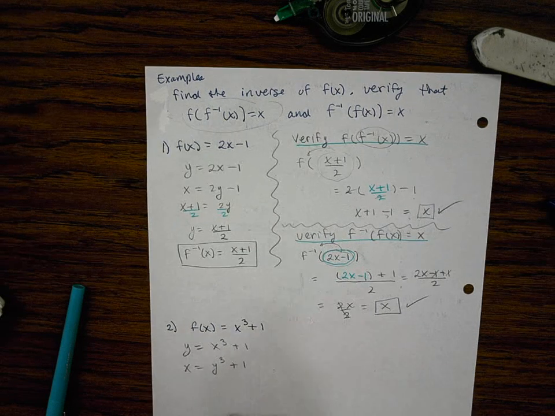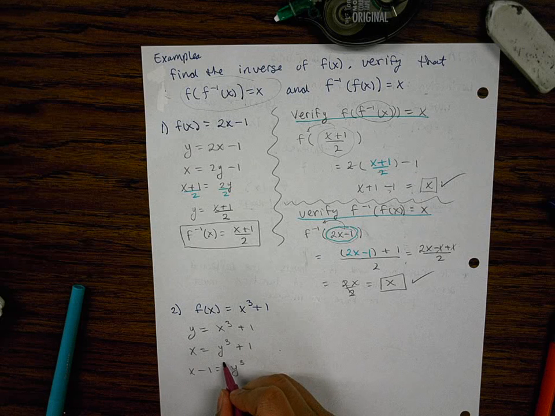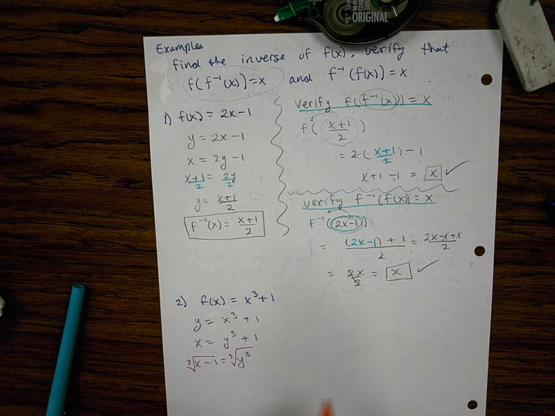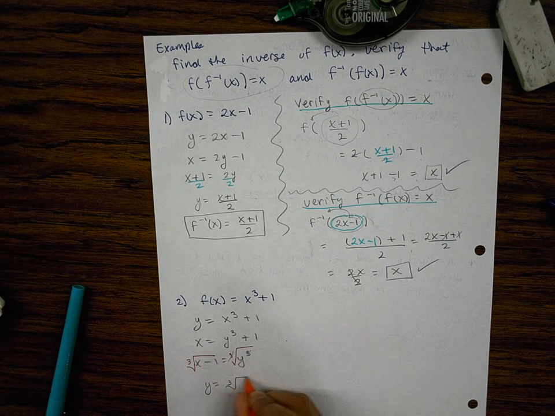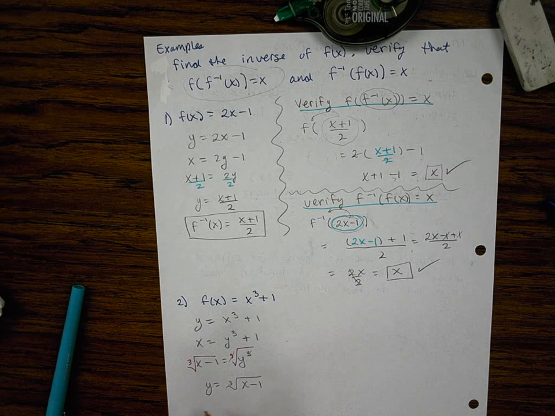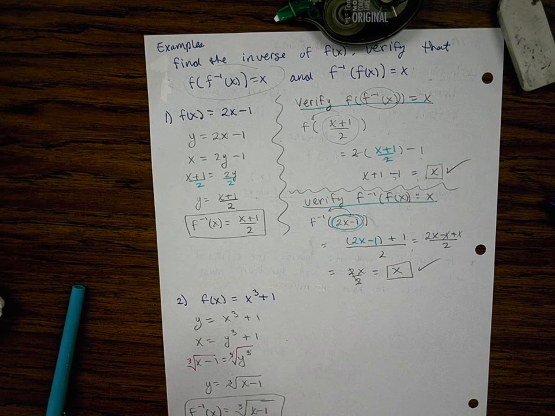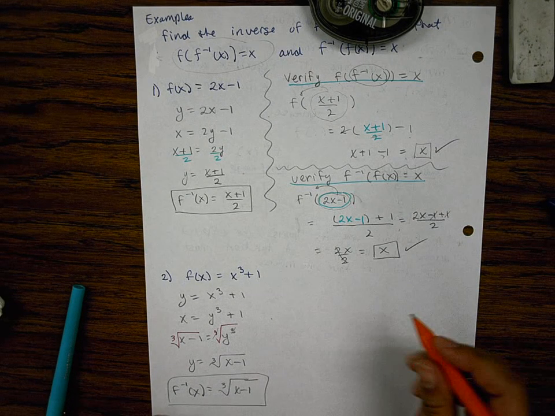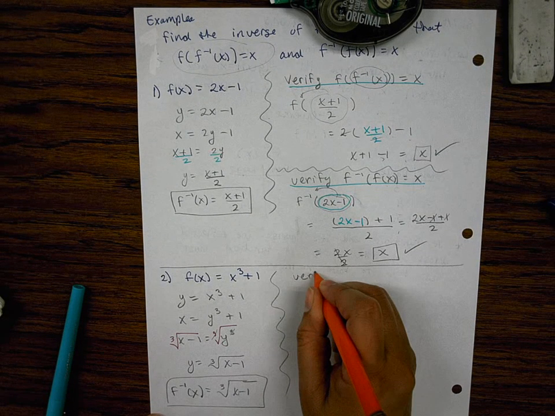I'm going to go through this a little quicker. We swap: first change y equals x cubed plus 1, and then swap, x equals y cubed plus 1, and then solve: minus the 1, cube root both sides. Again, in our next lesson we will be graphing these. The cube root and the cube undo each other. Y equals the cube root of x minus 1. I'm going to swap it out for f inverse of x equals the cube root of x minus 1.